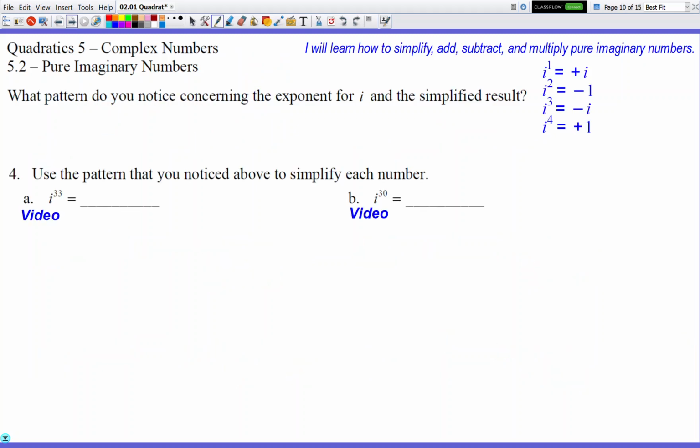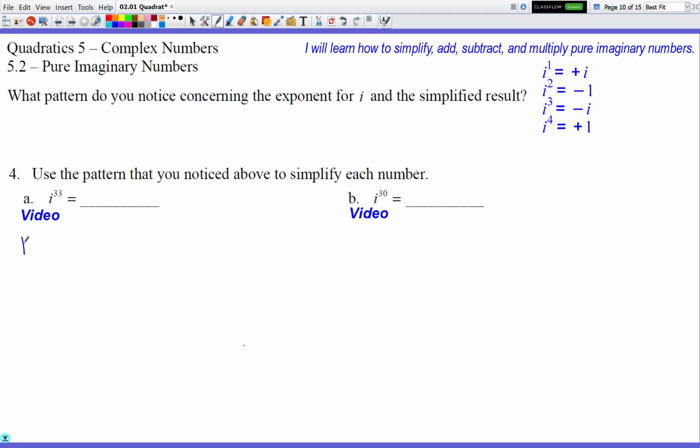Okay, so now let's get to some bigger powers. This is going to be kind of a humbug because I'm going to write a lot so that you guys can see the pattern. So i to the 33rd power. We're going to break that up into as many i to the 4ths as we can. The reason you want to break it into i to the 4th power is because that turns into the easiest number to work with. If you remember, i to the 4th turns into a 1.